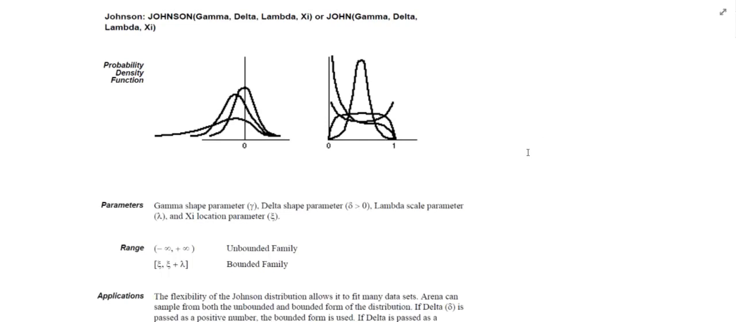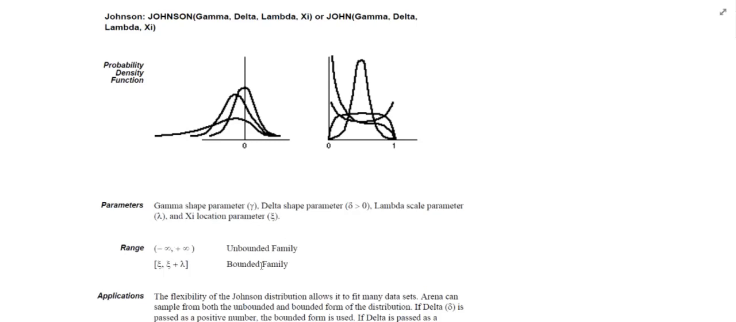Okay, next is the Johnson probability density function. You see some examples of it here. It has some similarities to a normal curve. The specifications for this, again, there's a shape parameter gamma, the delta shape parameter, and the lambda scale parameter. And finally, the location parameter, xi.